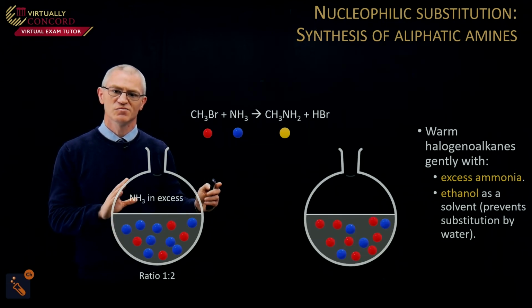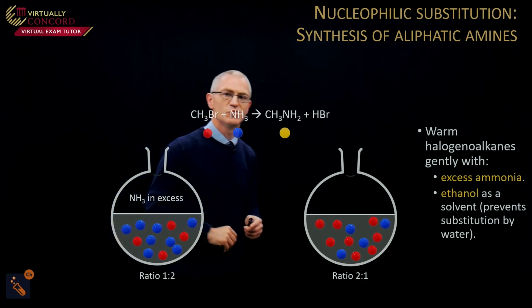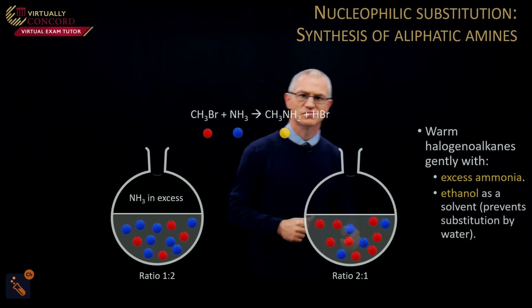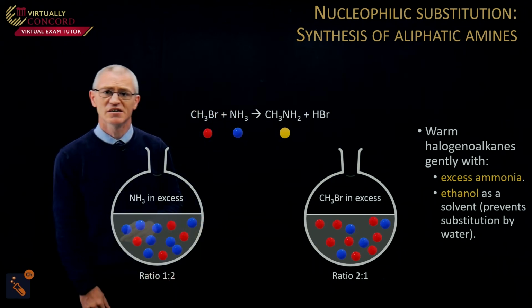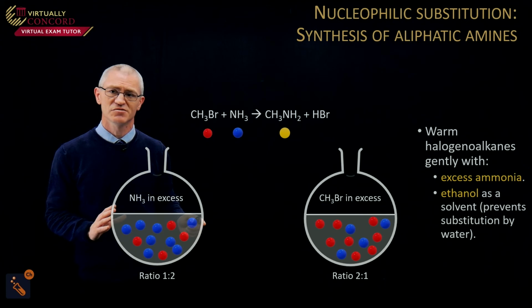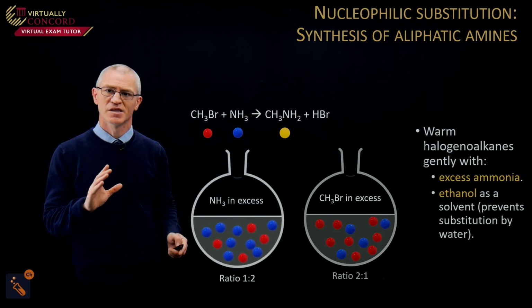Now, if I do another reaction, but this time I do the ratio the other way around, and if you look at it, I've got the red balls, the halogenoalkane again, and then I've got the NH3s. That means the CH3Br is in excess instead. So I've got one pot with the NH3 in excess, one with the CH3Br. Let's first look at the NH3 in excess and see what happens.